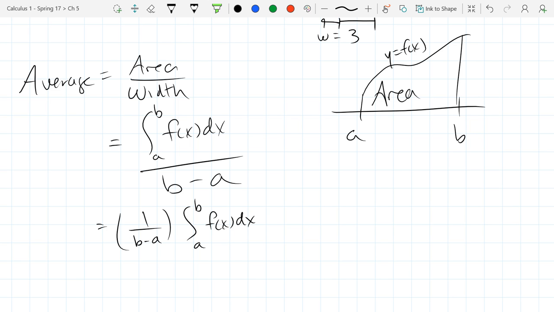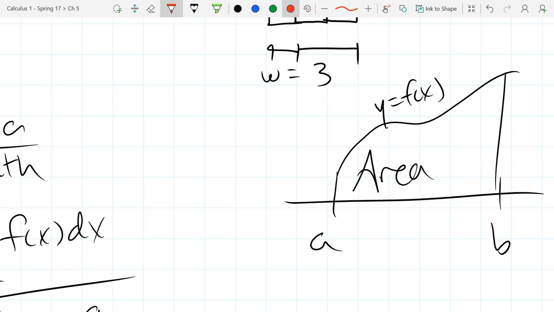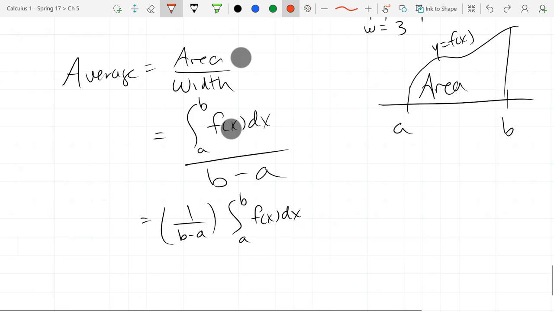And just eyeballing this, if I drew some line through here for the average value, it'd probably be somewhere right around there. There'll be some y values that are below, some y values that are above. So that's the average value.